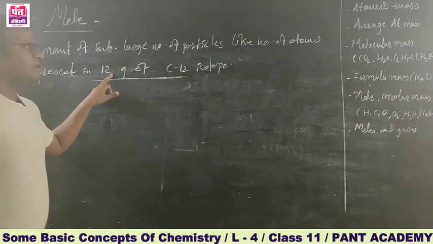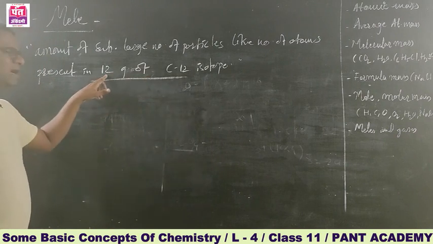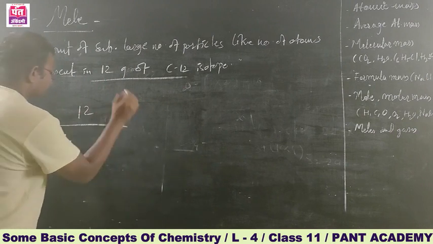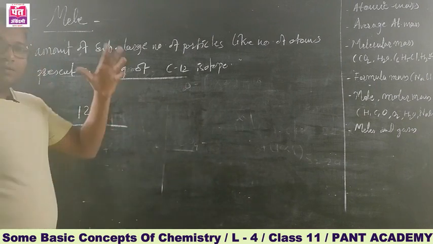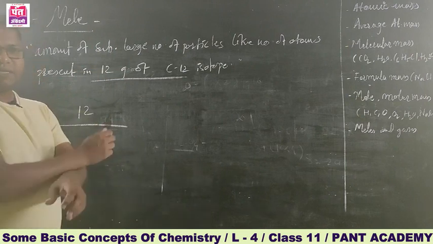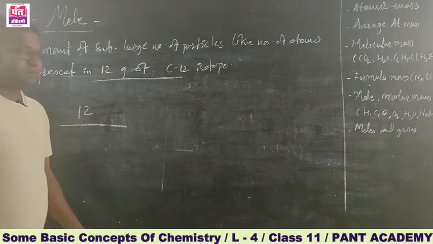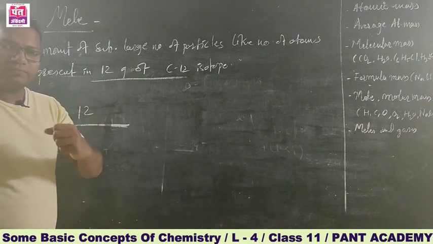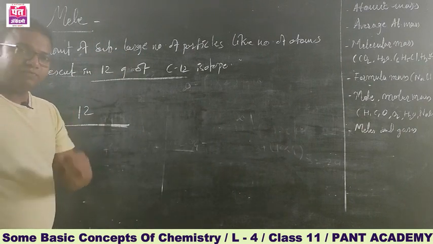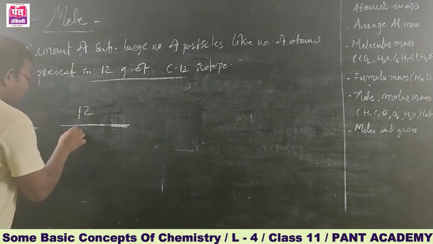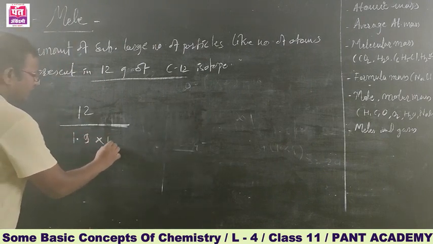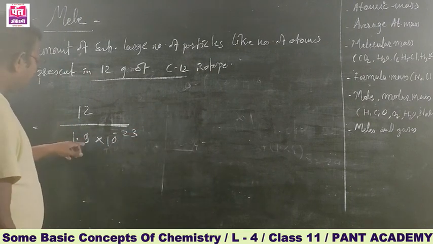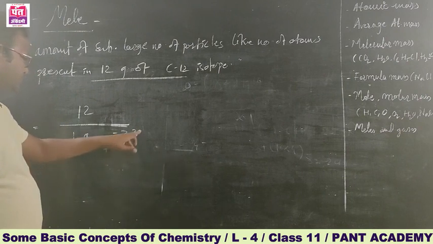We have 12 grams of carbon-12. We need to measure the number of atoms in 12 grams. So first of all, what is the atomic mass of carbon? It is 1.9 into 10 raised to minus 23.